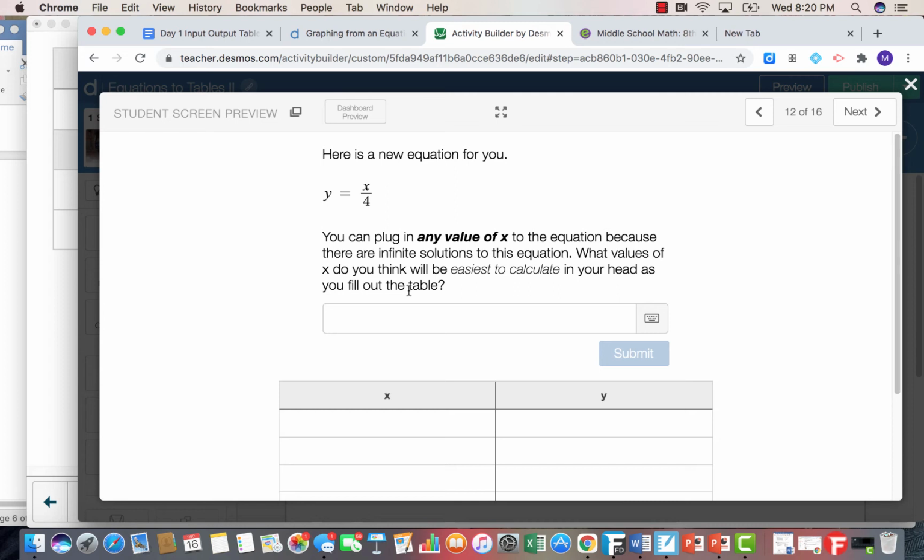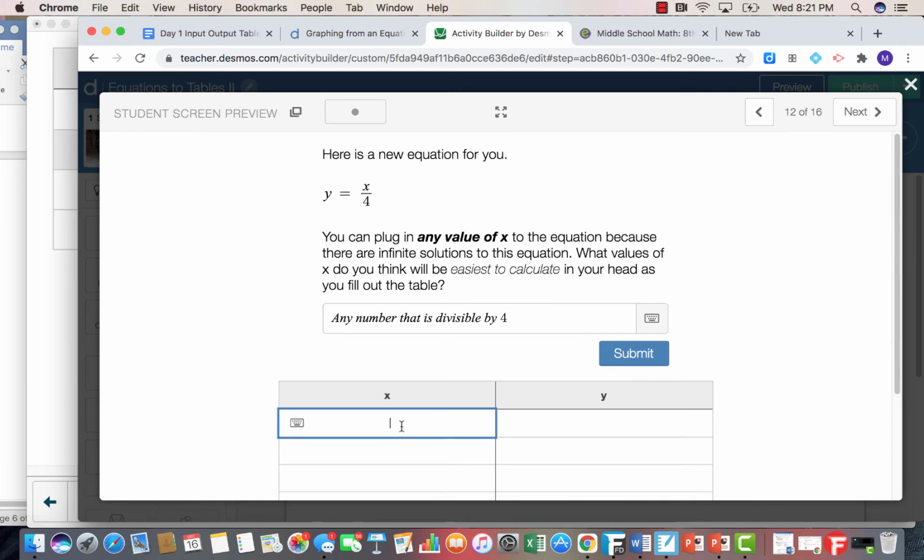This isn't even like the last one where you can have negatives here because we don't know what it's about. It's a mathematical problem, so we've got to assume there's negatives. What values of x do you think will be easiest to calculate in your head as you fill out the table? I would pick any number that is divisible by 4, because if you pick a number like 3 or 7, it gets kind of messy. You have these fractions and improper fractions.